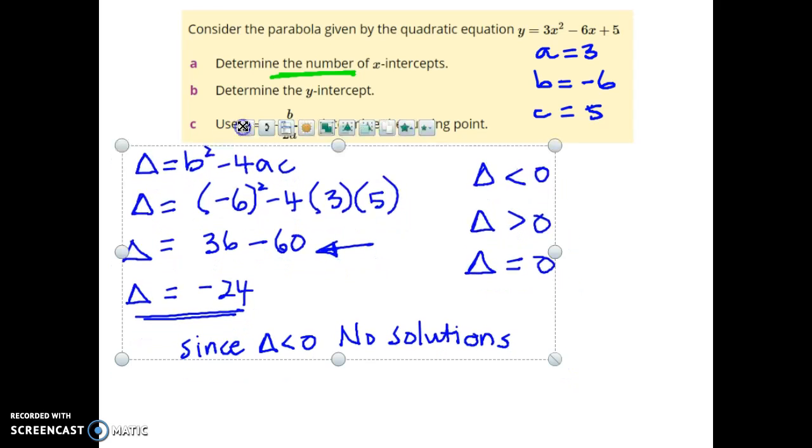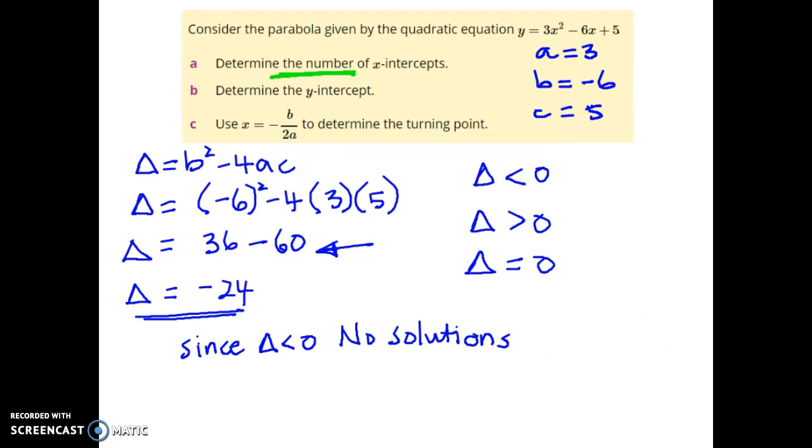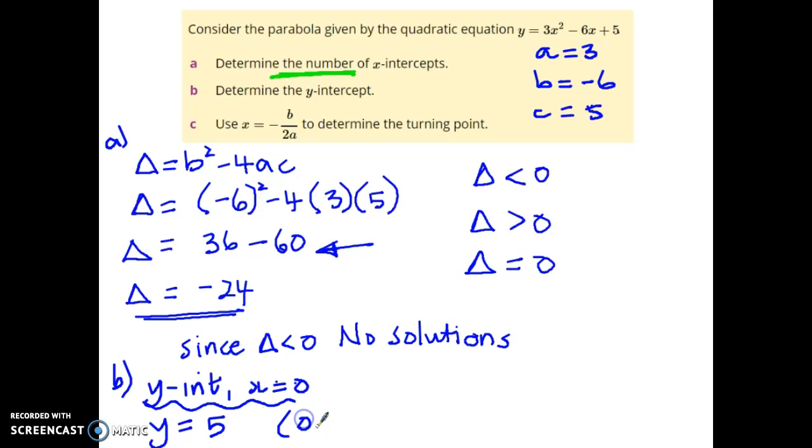Okay. Part B in this question is asking us to find the y-intercept. So this is part A. Part B, find the y-intercept. For the y-intercept, you make x equals 0. So y is going to be 5. And x is 0, y is 5.